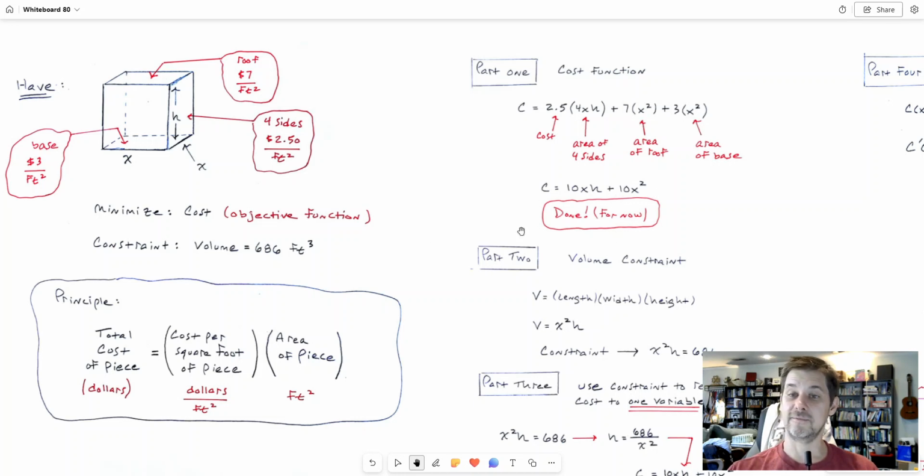And then we're done for now, okay? That's going to tell me the cost. That will calculate the cost of building this. All you need to know is what x is, the length of the square base, and h, how tall it is. And this will calculate the cost, okay?